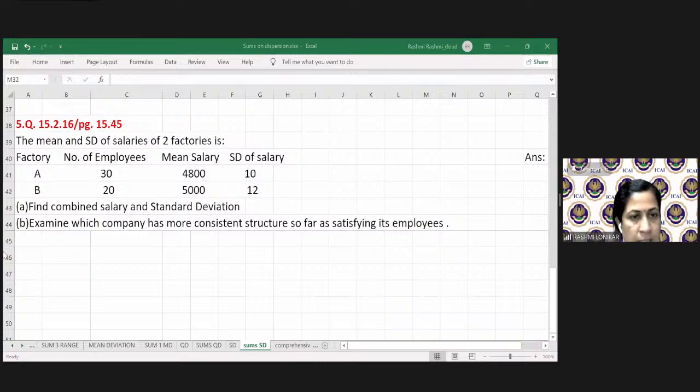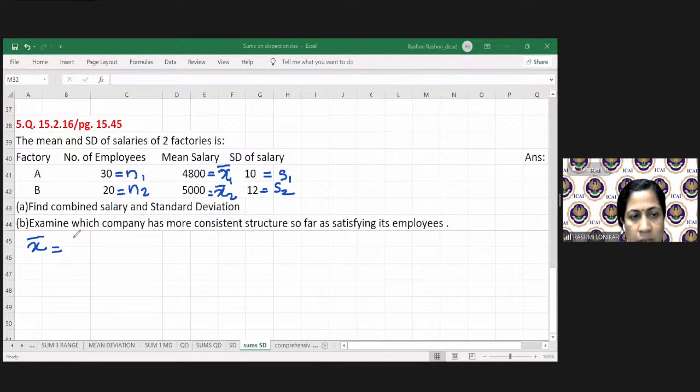So first is combined salary. I know the formula. See, this 30 is given as N1. This is my X1 bar, and this is my S1. This is my N2, the number of employees. This is my X2 bar. This is my S2. So what is the formula for combined mean?